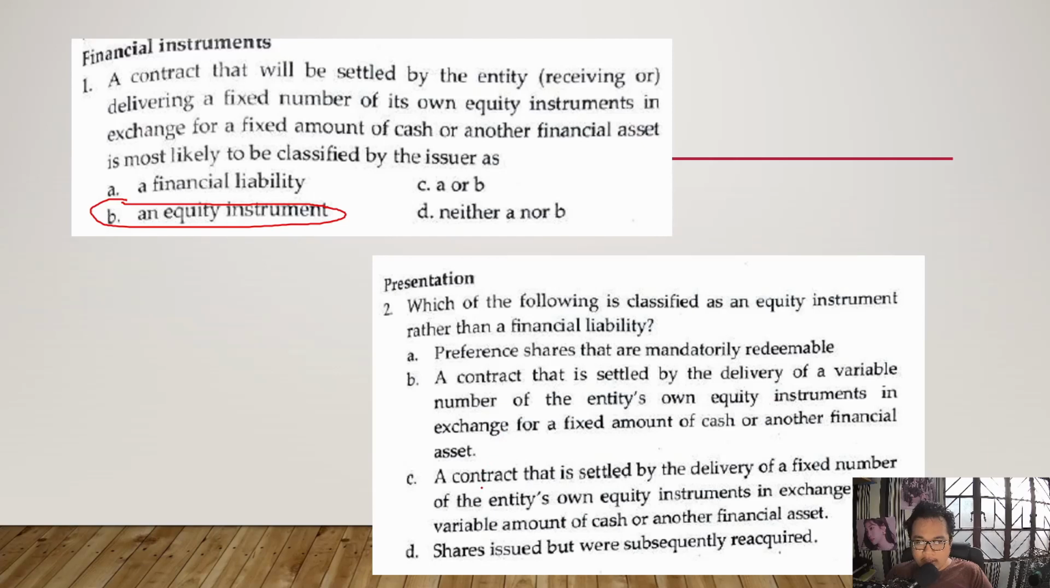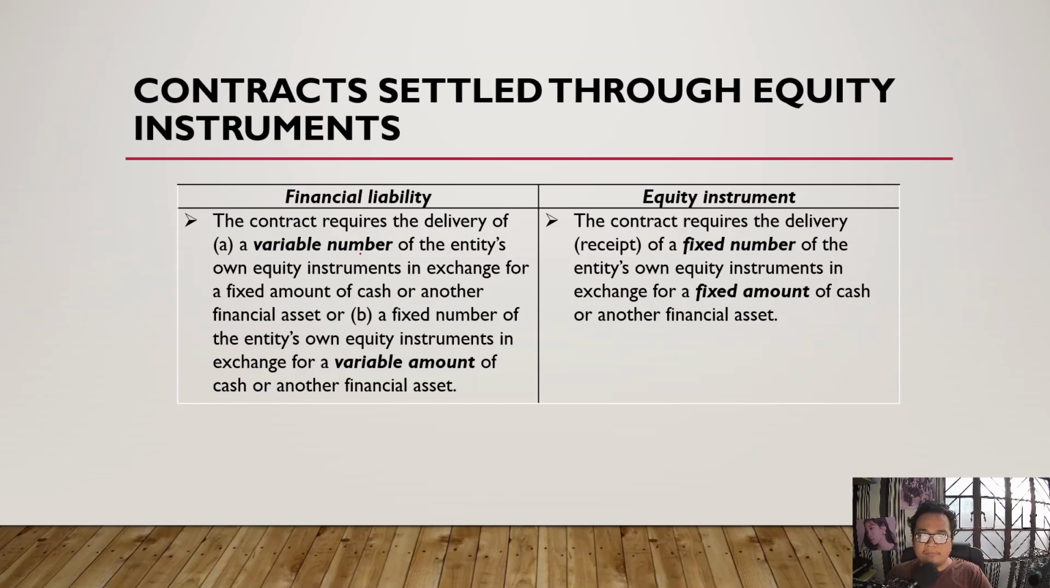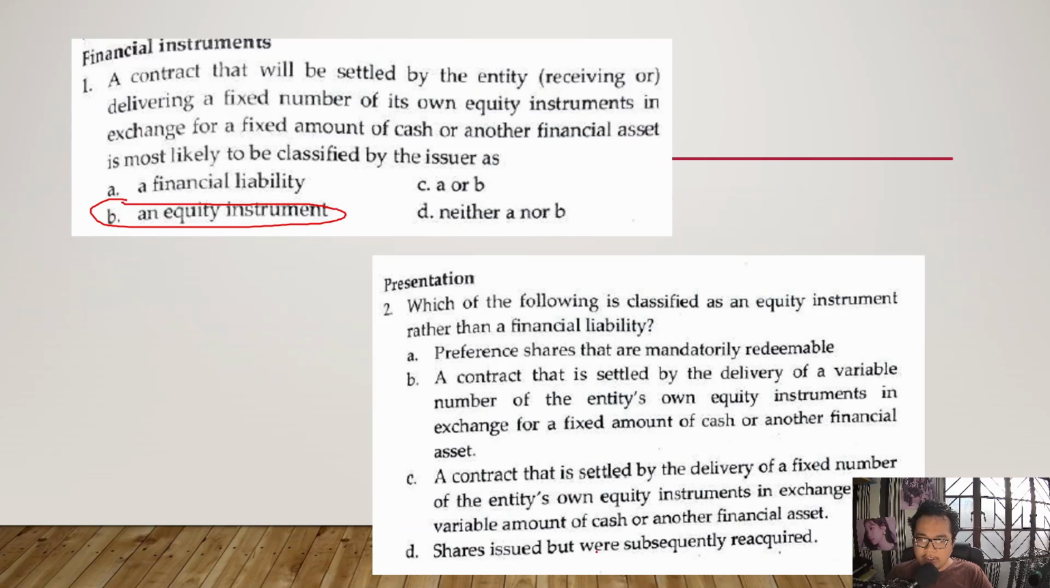Next, a contract that is settled by the delivery of a fixed number of the entity's own equity instrument in exchange for a variable amount of cash or another financial asset. So, balikan natin to dito. So, yan, no? Oh, variable, fixed. So, ang answer, shares issued but were subsequently reacquired. Ito. Letter D.